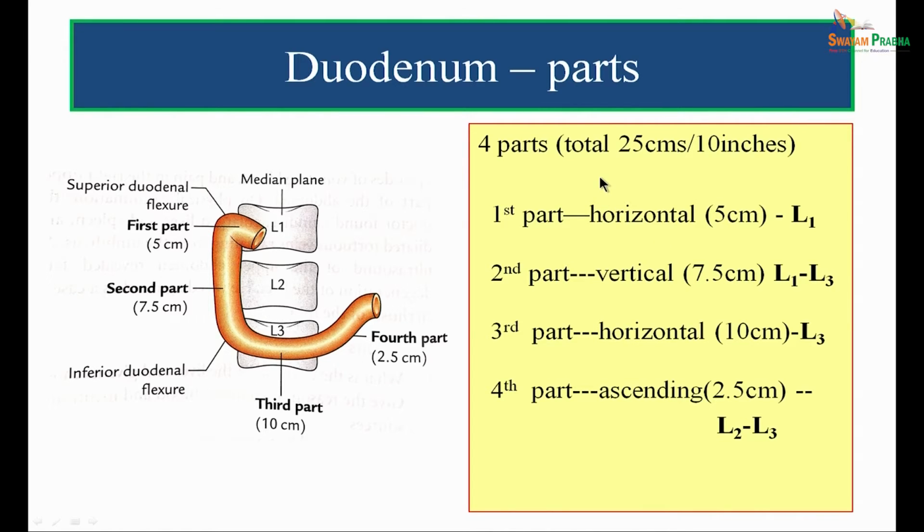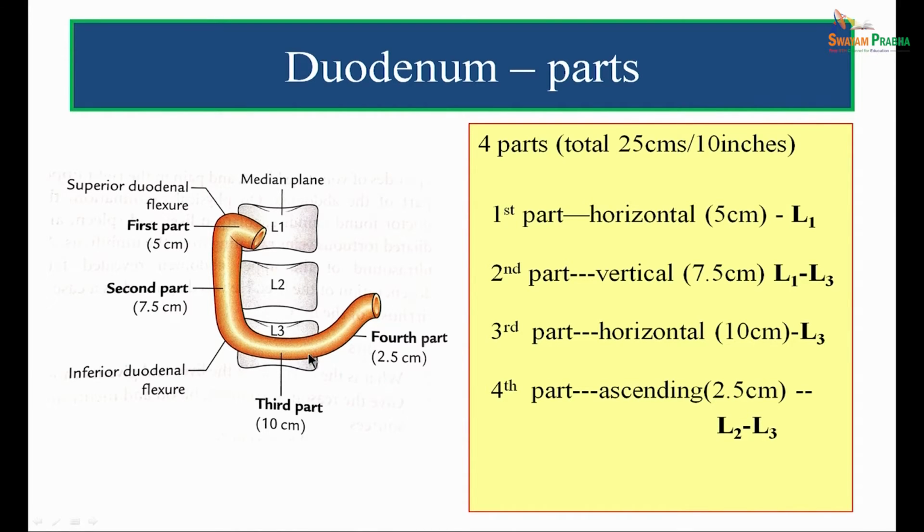So, duodenum is broken up into 4 parts measuring totally 25 centimeters or 10 inches. The first part is the horizontal part measuring 5 centimeters, lies at the level of L1 vertebra. It then makes a bend downwards known as a superior duodenal flexure to continue further as the second part of the duodenum. The second part of the duodenum goes up to the L3 vertebra. It is vertical, measures 7.5 centimeters in length, extending from L1 vertebra to L3 vertebra.